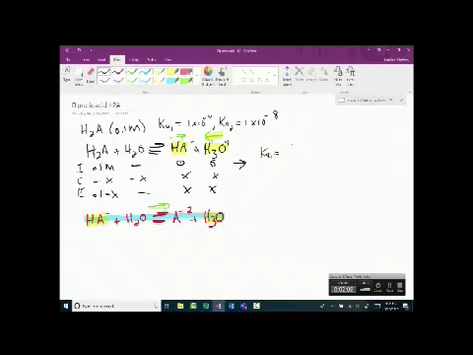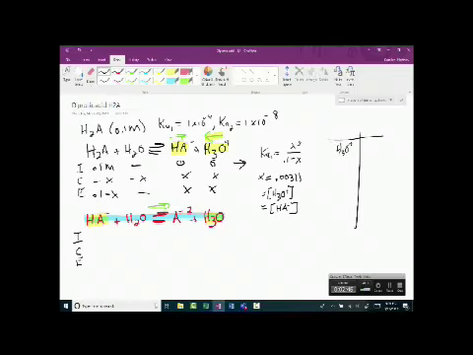So with that assumption, we're going to just solve up here. Ka1 is equal to x squared over 0.1 minus x. And when you solve that, I had to do successive approximations. I had x equal 0.00311. Okay, and so now I can bring it down here, and x is equal to the concentration of H3O plus, and it's also equal to the concentration of HA minus.